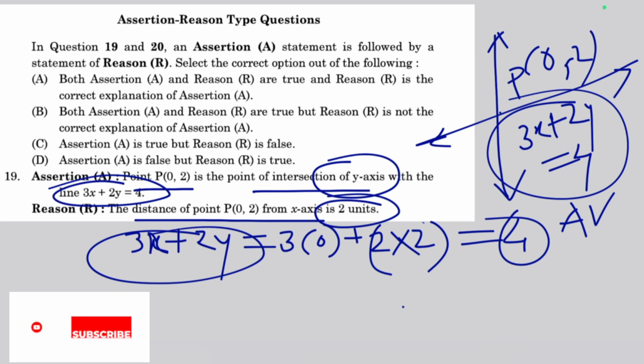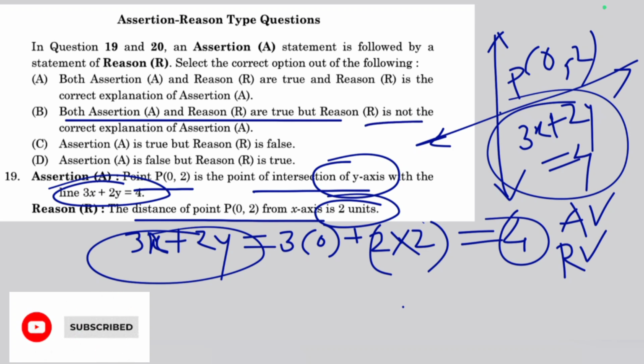So the reason is also correct, but it is not a proper reason for the given assertion, because the assertion demands the reason that the given point satisfies the equation of the line, or that the point lies on the given line. So our option B will be the correct answer. Both assertion and reason are true, but reason R is not a correct explanation of A. So the answer is option B.